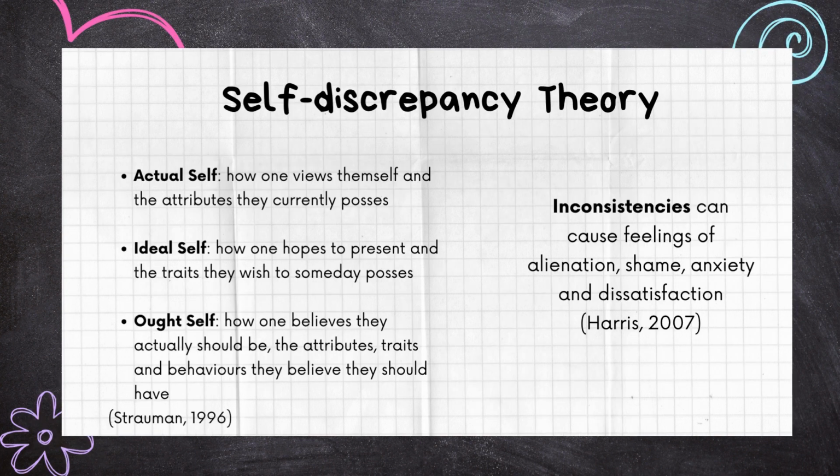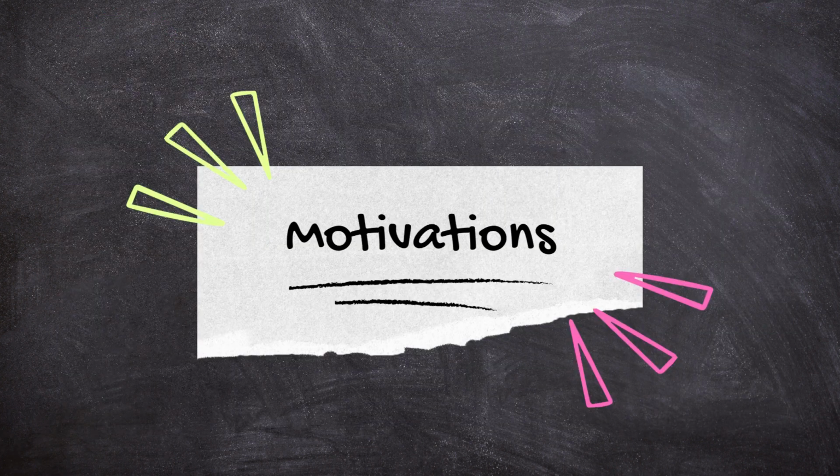Additionally, the self-discrepancy theory divides itself into three components: the actual, ideal, and ought selves. Inconsistencies between these selves can result in negative emotions like shame, anxiety, and dissatisfaction, not dissimilar to the feelings represented by the deference emotion system that arise when defying social expectations. Now that we've covered these theories, let's look at what drives us to fit in.